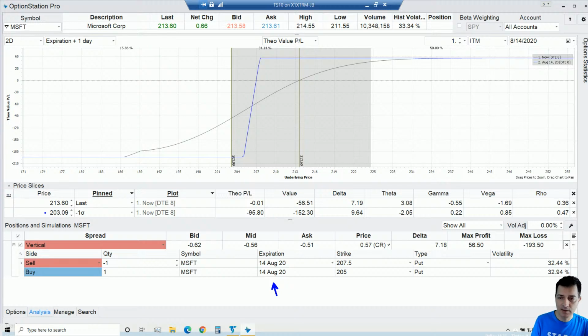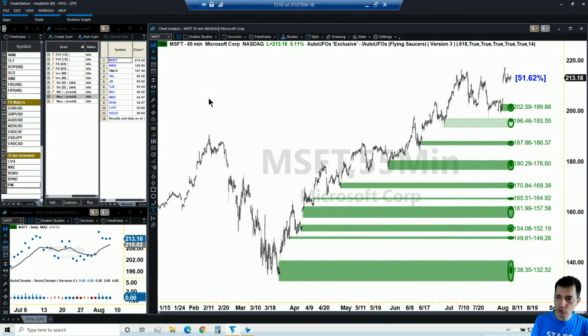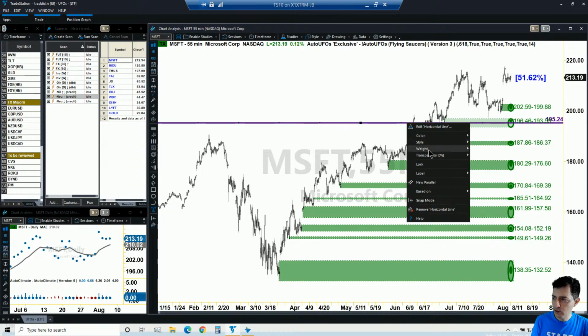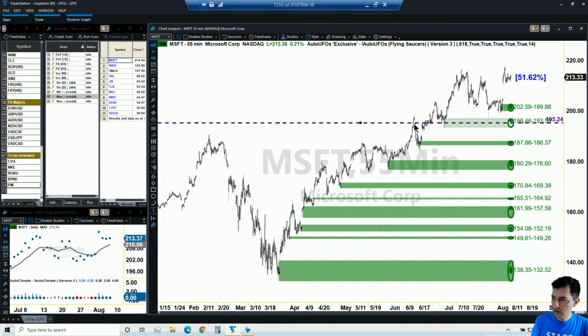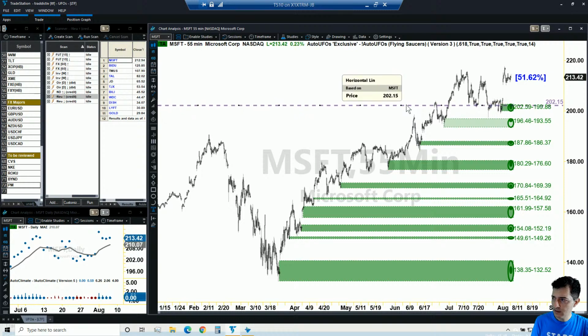Which doesn't mean it's an absolute and it's a guarantee. But based on stats, I now know the lowest price it should go from now until next Friday, August 14, is 203.09. It's 202.70 now. So let's draw a line at 202 point something, and make this line dotted as well, and then I'll adjust it.